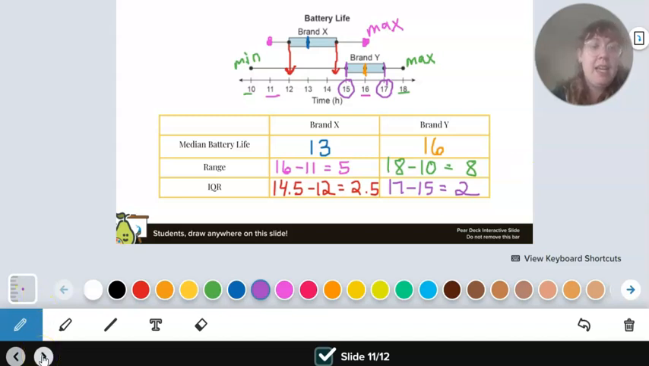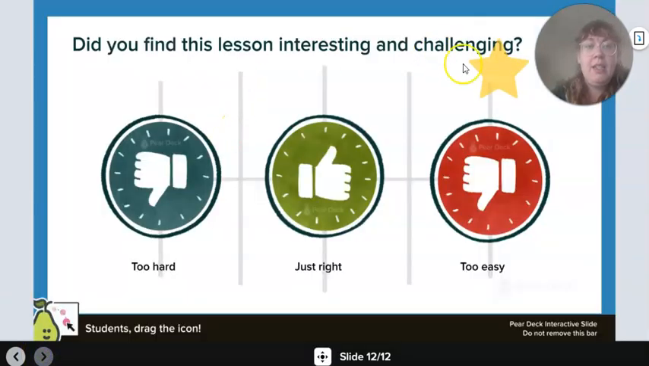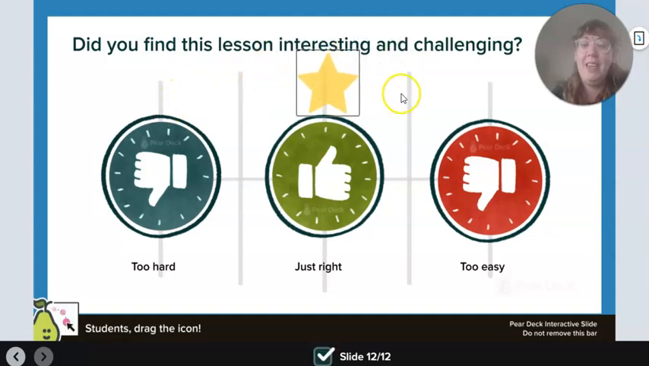Alrighty, the last slide here on the Peardeck is taking a little check-in on how you feel about mean, median, mode, IQR, range. Does it feel too hard, just right, too easy? You can just drag that star into how you are currently feeling about this Peardeck.